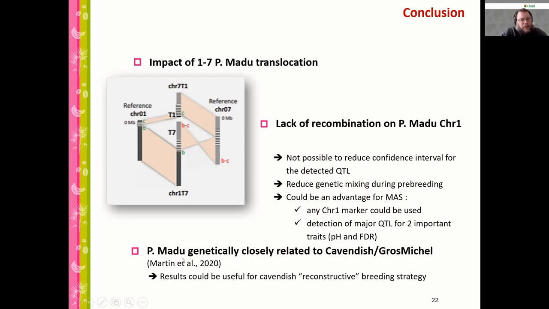And also Pisang Madu is genetically closely related to Cavendish and Gros Michel cultivars, as it was shown by Martin et al. So these results could be very useful for Cavendish reconstructive breeding strategy in the frame of banana dessert breeding program for dessert banana for export.